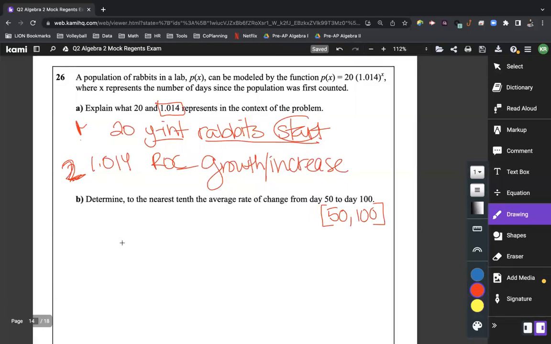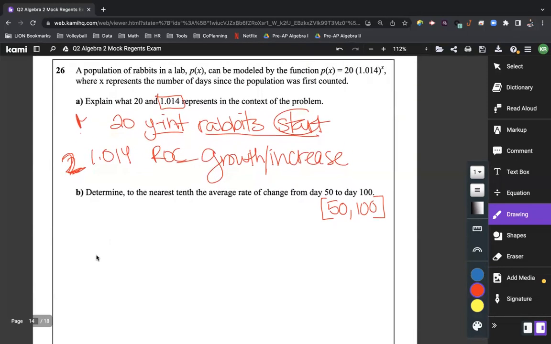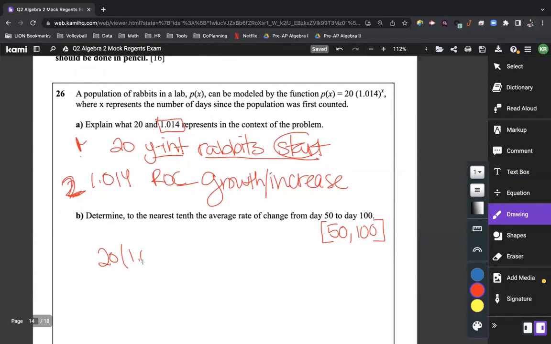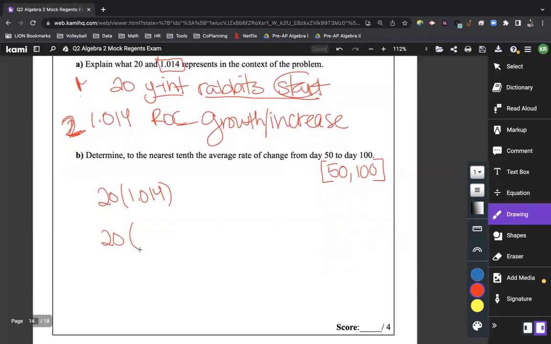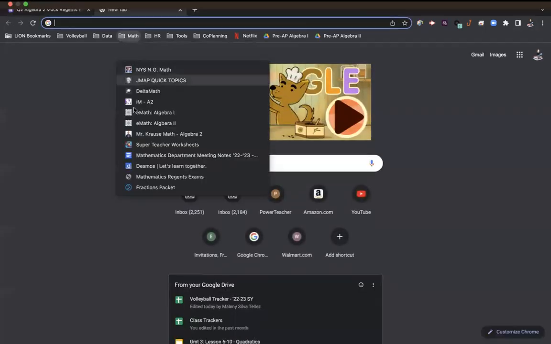So I had those up on a Desmos calculator, but I'll get that for you guys shortly. So the function rule is 20 times 1.014. Now I got to do it twice, right? So 20 times 1.014. This is my x1, this is my x2. This is to the 50th power. This is to the 100th power. Okay? So let's go ahead and do it.